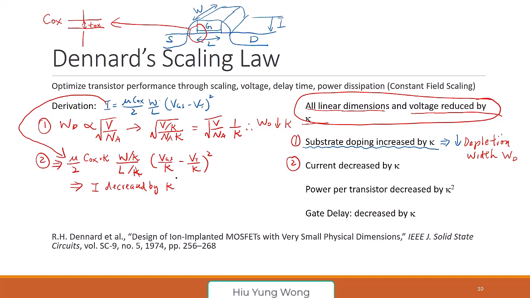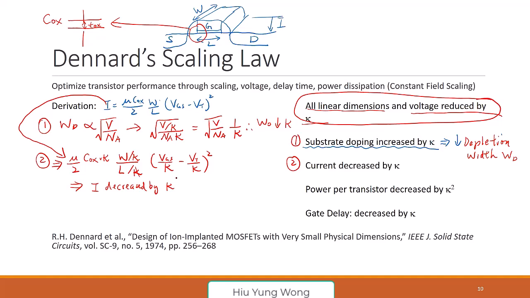So we reduce the dimension, we reduce the voltage, and we also increase the substrate doping, right? By doing so, we can keep reducing the linear dimension, including the depletion width, at the same time. And the result is reducing the current. Why do you want to reduce the current?